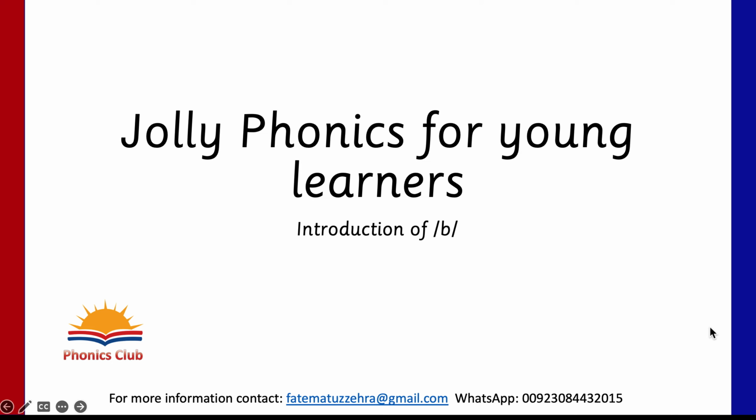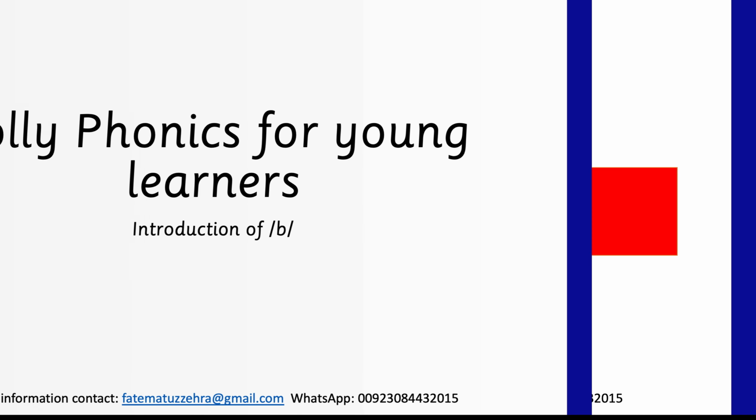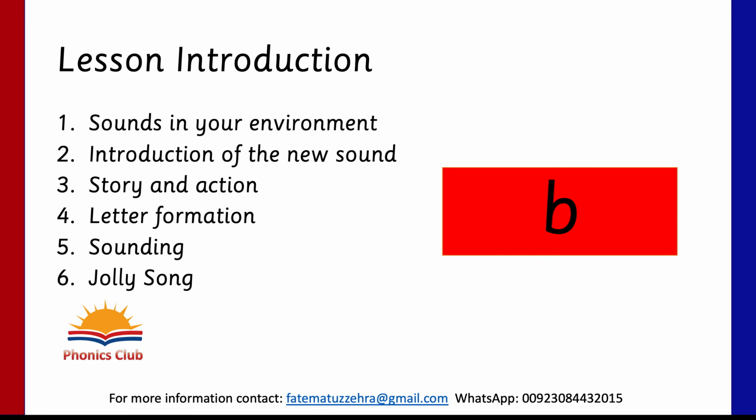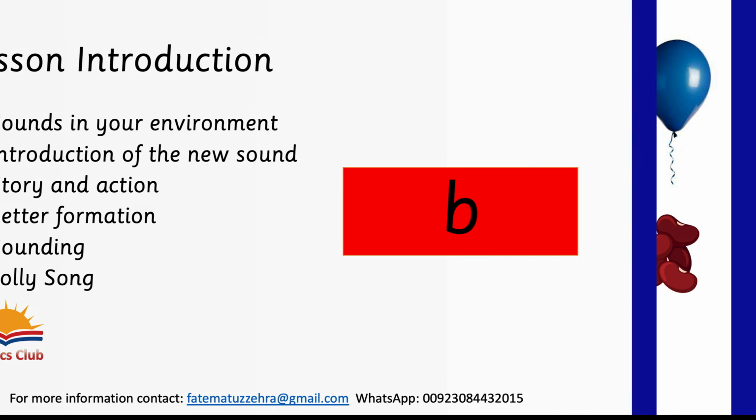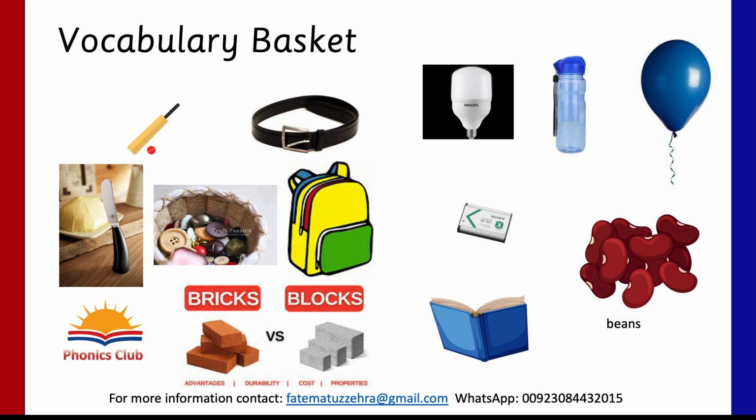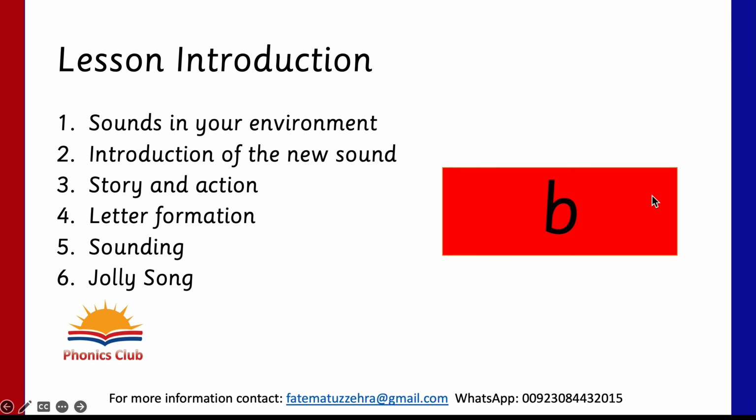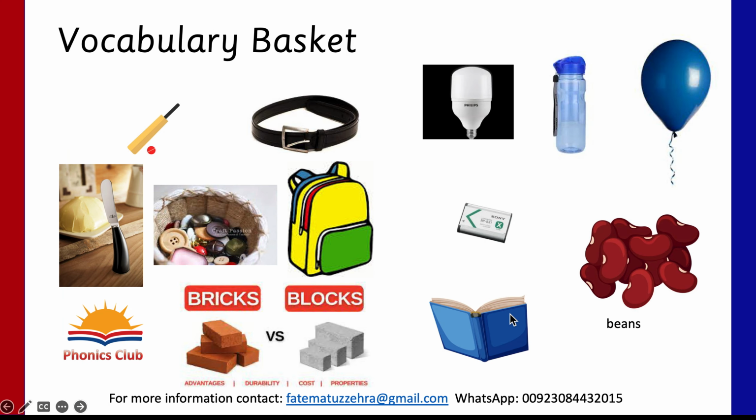This is the last sound from Group 3 of the Jolly Phonics program. When we introduce a new sound, we always discuss the sound in relation to the environment, the objects readily available to the children, and then we introduce the letter sound shape with the letter sound pictures, with story and action, letter formation, sounding, and jolly song. It's a consonant sound, and you can see here that it's in the red color. All the consonants in the Jolly Phonics program are in red color.